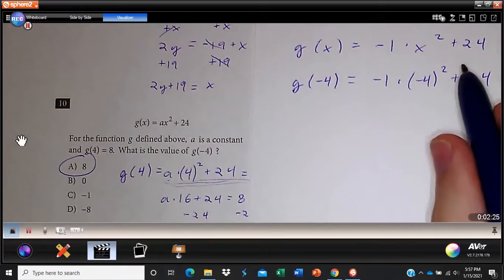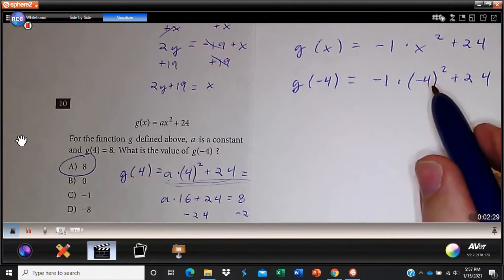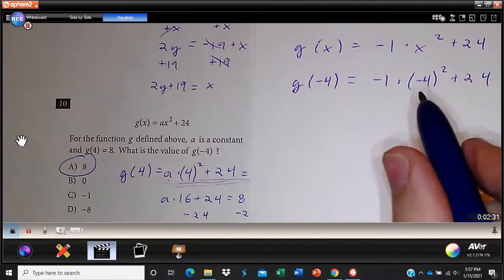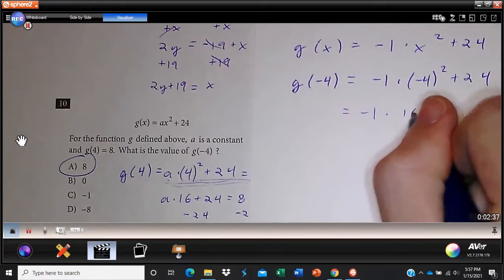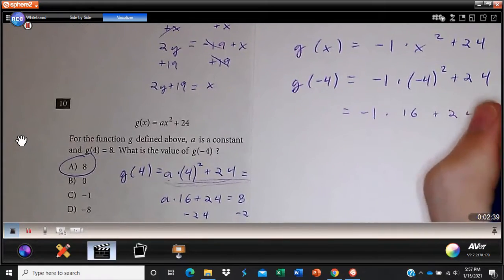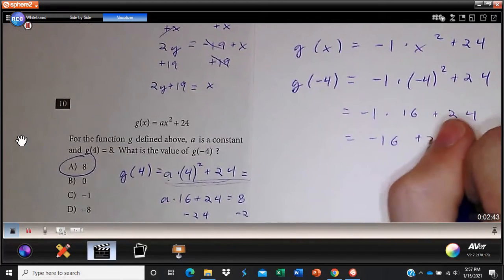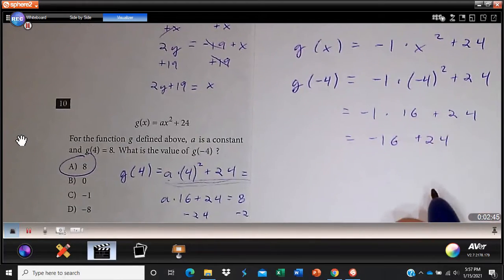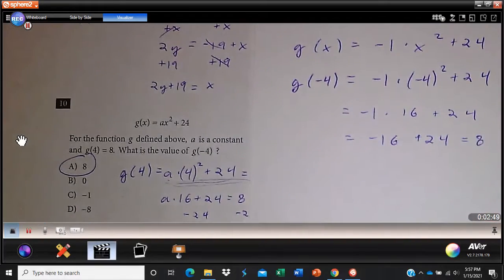Okay, negative 4 squared, so the minus is going to go away because any negative number squared becomes positive. So negative 4 times negative 4 is 16. So I'm going to get negative 1 times 16 plus 24. Negative 1 times 16 is negative 16 plus 24. And 24 minus 16 is just 8. So that's the answer choice, 8.